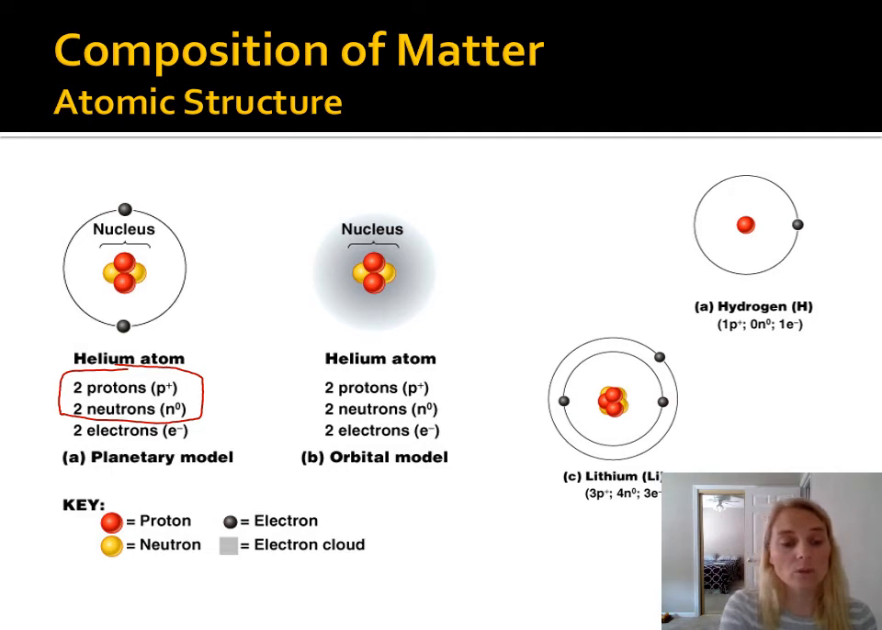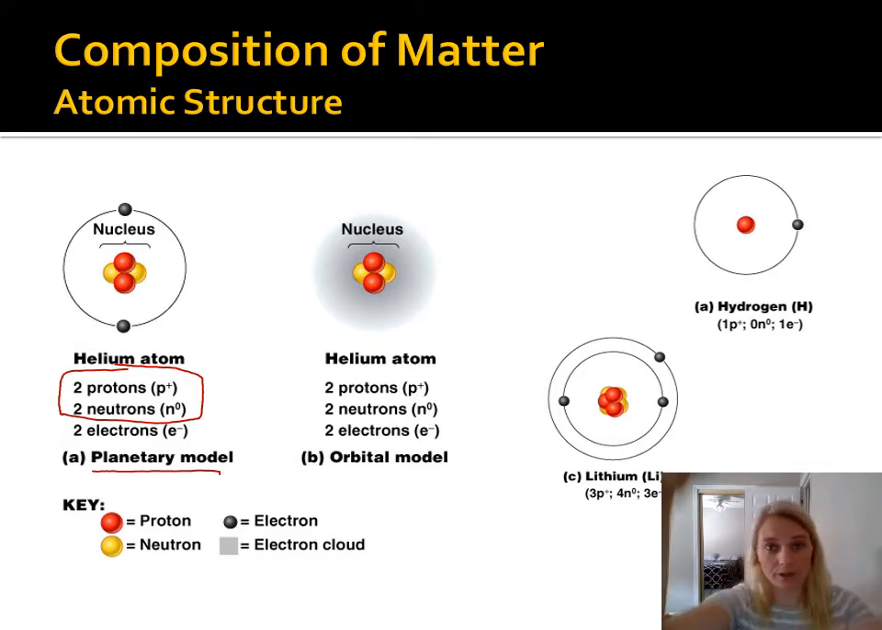So we can do what's called a planetary model. It looks like the sun's in the center with the planets going around, like our solar system. Or a more realistic representation is that the negative charge of those electrons is just hovering in a cloud around the nucleus, and this is called the orbital model. Not super concerned about that, but just know protons and neutrons are in the nucleus. Electrons are outside of the nucleus, orbiting in that space.